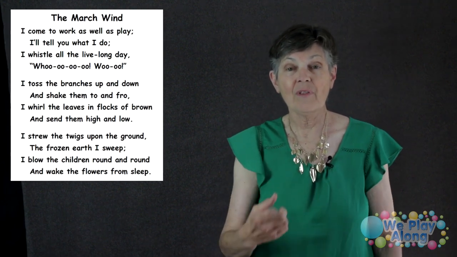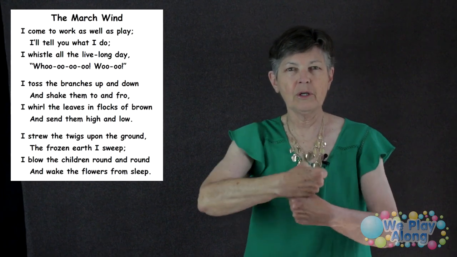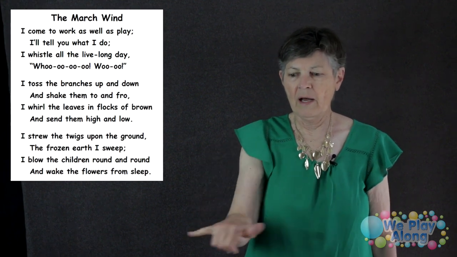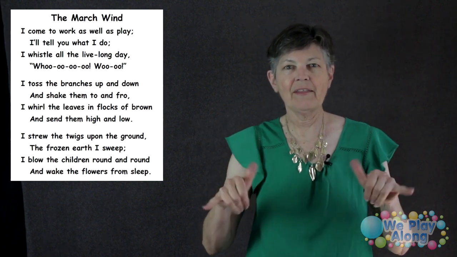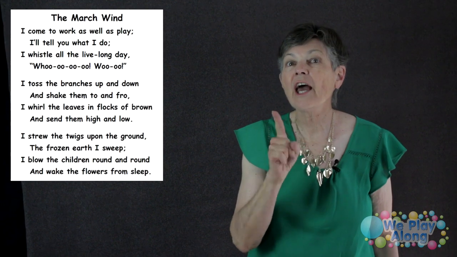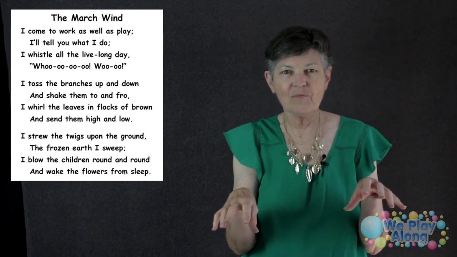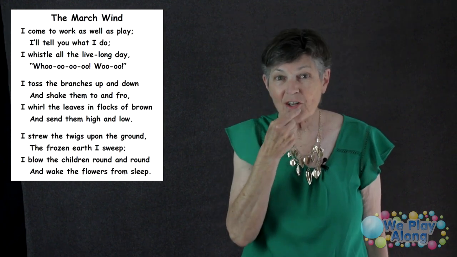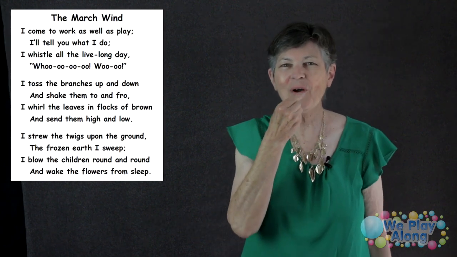So he says, I come to work. You make two fists and twist them like you're building something. Work as well as play: you make a Y hand for as well as, and then two Y hands flicked twice for play. I'll tell you what I do, because words are coming out of your mouth. Just move your hands like that, okay? I whistle. Make your hands up here like you were whistling. I whistle all the livelong day. Woohoo, woohoo. That's fun, huh?